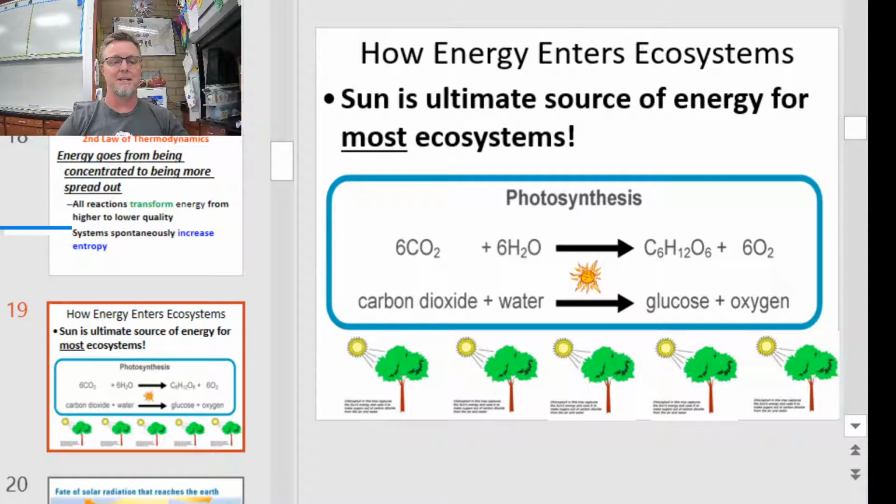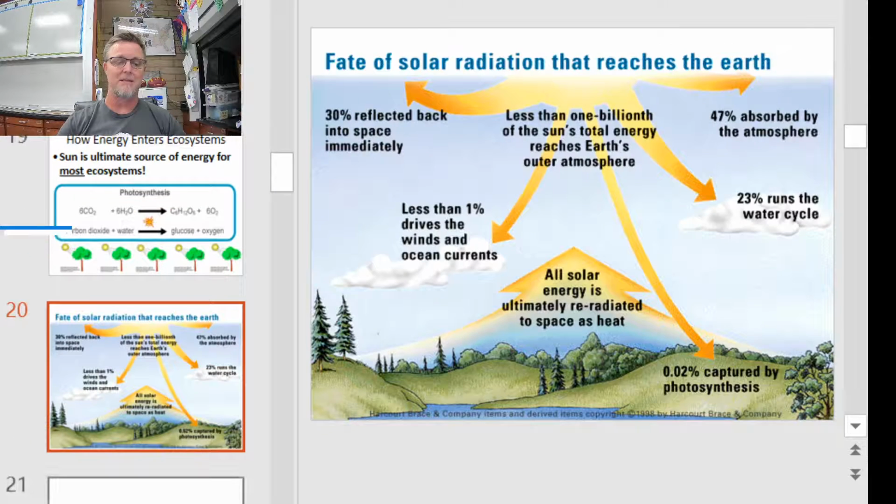So just to make sure you get it, here's how the sun enters an ecosystem. The sun is the ultimate source of energy for most ecosystems. There are some exceptions in deep ocean vents, volcanic vents and such, where the chemistry of the area provides the energy, not the sunlight. So if we just go back to those that are photosynthetic, remember this reaction from biology? Carbon dioxide plus water gives us glucose and oxygen. That's how solar energy enters the ecosystem.